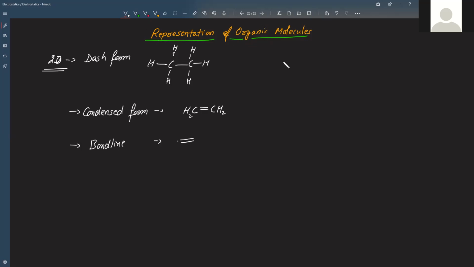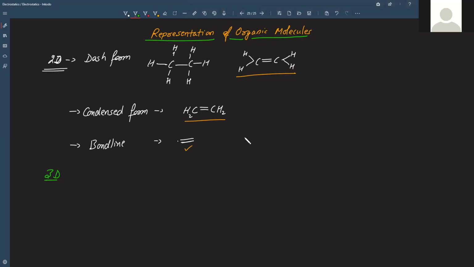This is easy for 2D. So even the ethene molecule can be shown in the dash form like this. This is the same ethene molecule which we have tried to show here in dash form, then condensed form, and this is the bond line form. Now let's see what will happen if we have to show it in 3D.